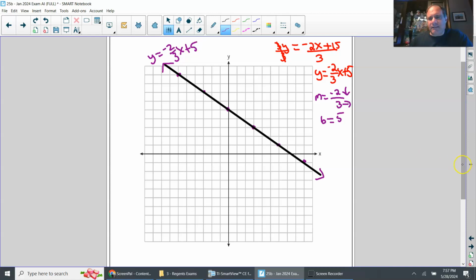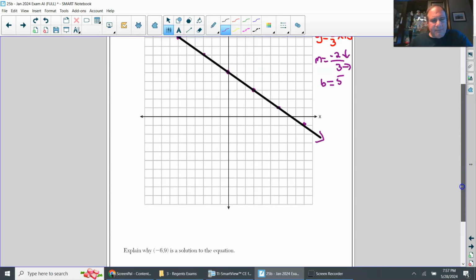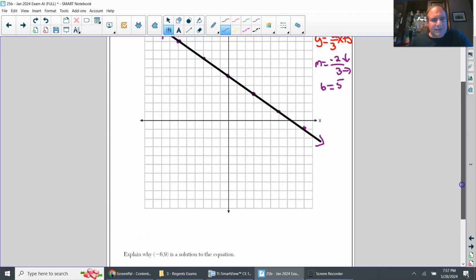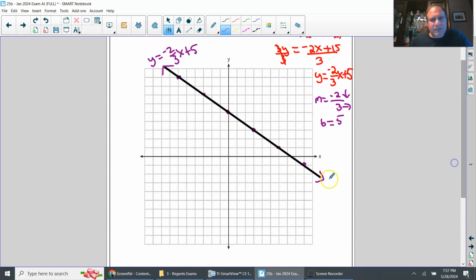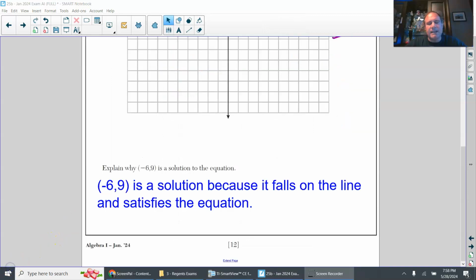And we're going to answer that last question. Explain why negative 6, 9 is a solution to the equation. Negative 6, let's see, 1, 2, 3, 4, 5, 6, and 9. So this is the negative 6, 9 that they're talking about. Why is that a solution? And that is my explanation: negative 6, 9 is a solution because it falls on the line. It satisfies the equation.